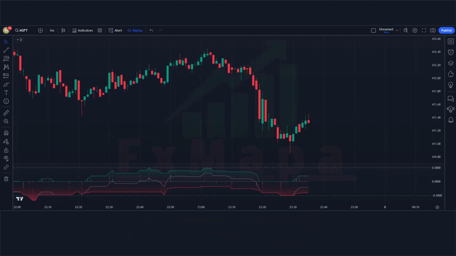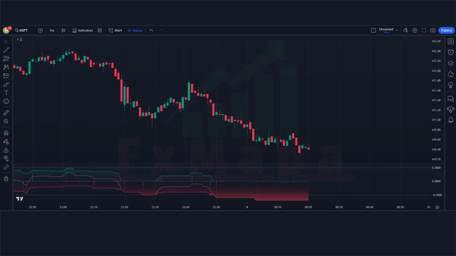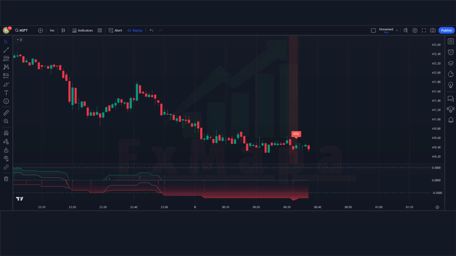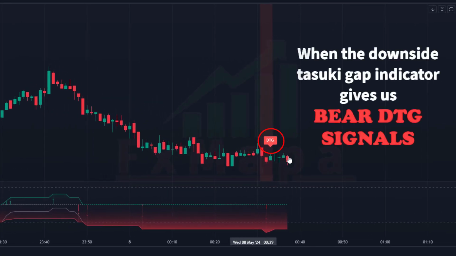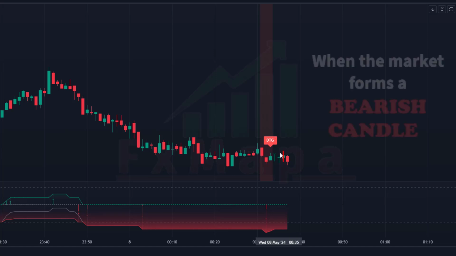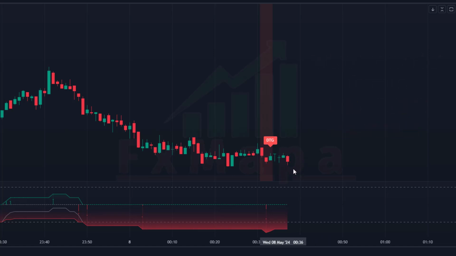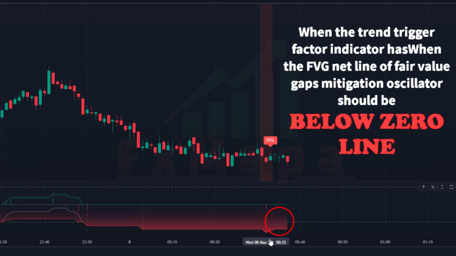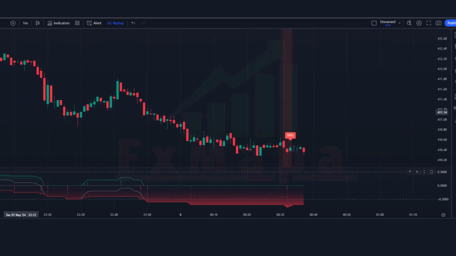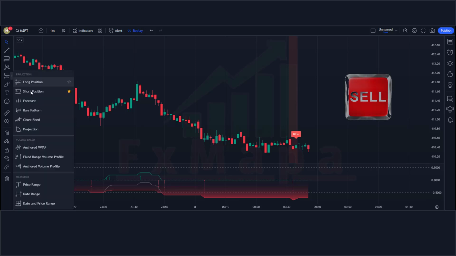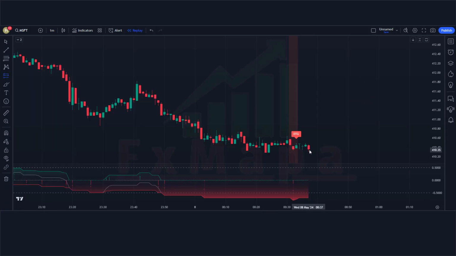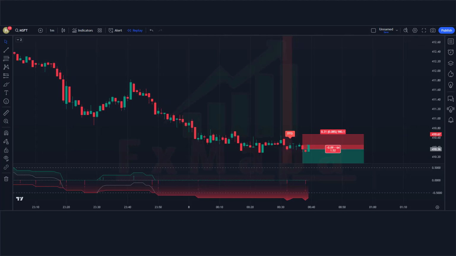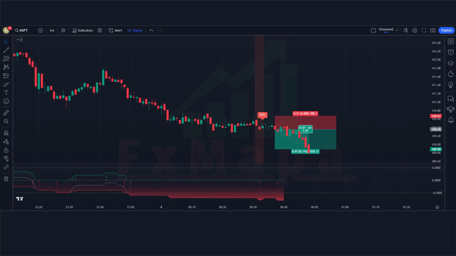Setup is ready. Now, let's understand the concept where we will take buy and sell trades based on their conditions. When the downside Tsuki Gap indicator gives us bear DTG signals, when the market forms bearish candles, and when the FVG net line of the fair value gaps mitigation oscillator is below the zero line, if this condition is fulfilled, then we will place a sell order. Our stop loss will be placed at the current market's higher level, and the risk to reward ratio will be 1:1.5. The market has completely hit the target.